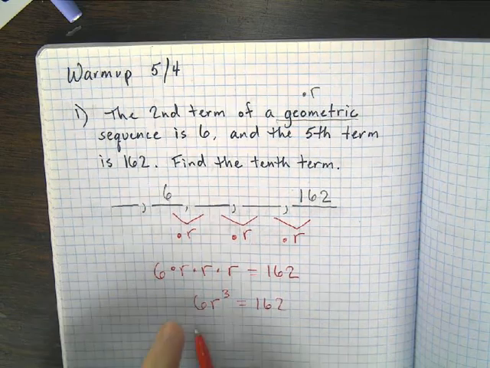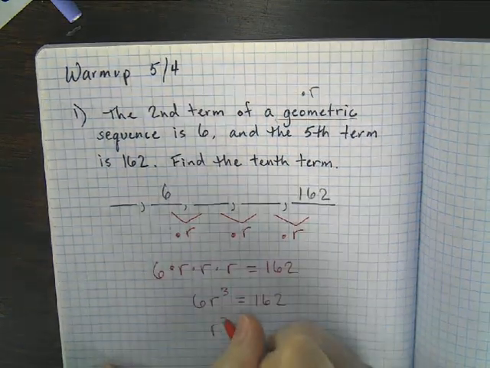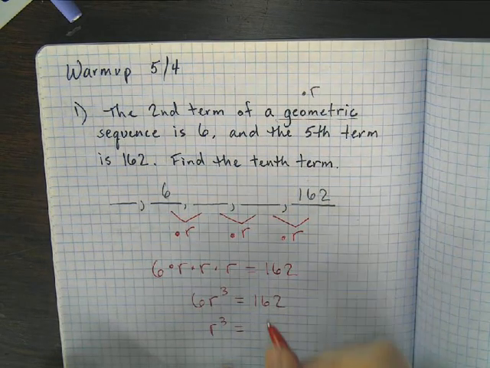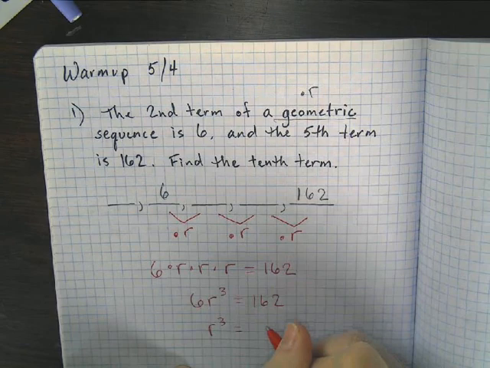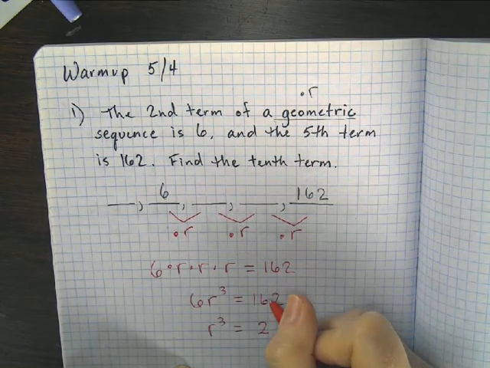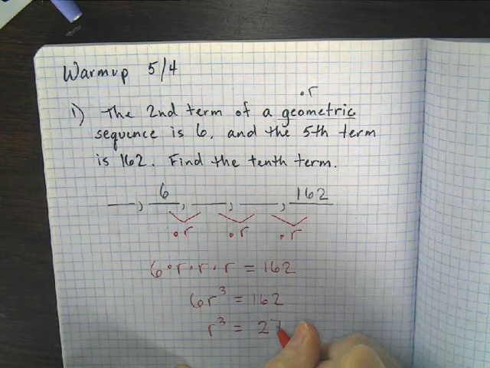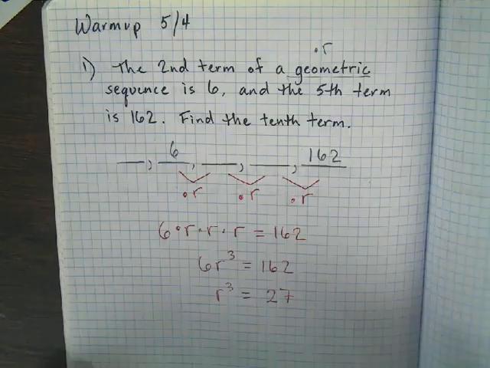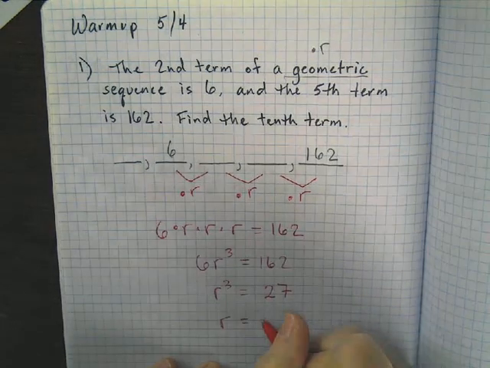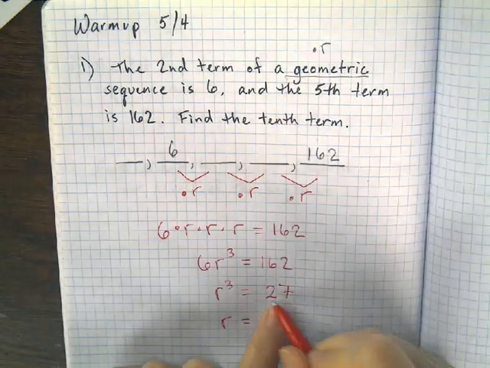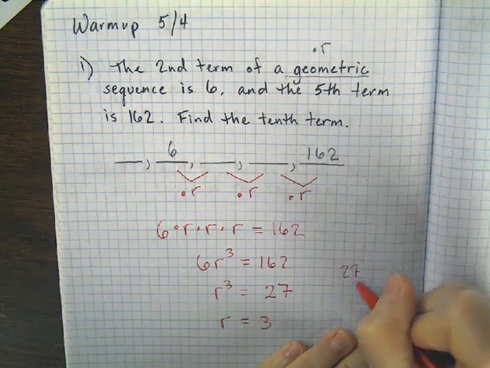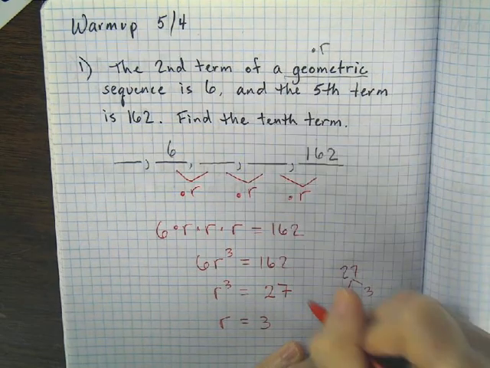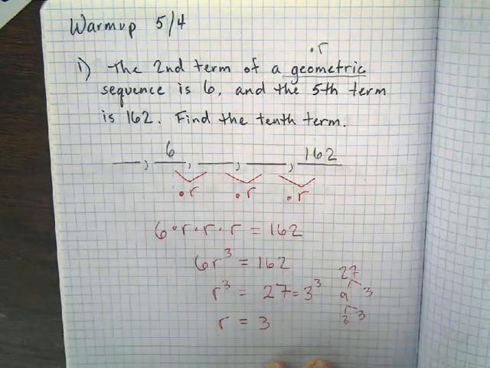So I'm going to divide my equation by 6. So 162 divided by 6, let's see, what is that? 6 goes into 16 twice with 4 left over, and that would be 27. Oh, isn't that convenient? What's the cubed root of 27? That would be 3. Okay, if you're not sure about that, try factorizing 27. 27 is 9 times 3, 9 is 3 times 3, so it's 3 times 3 times 3. So this is the same as 3 cubed, so therefore r is 3.